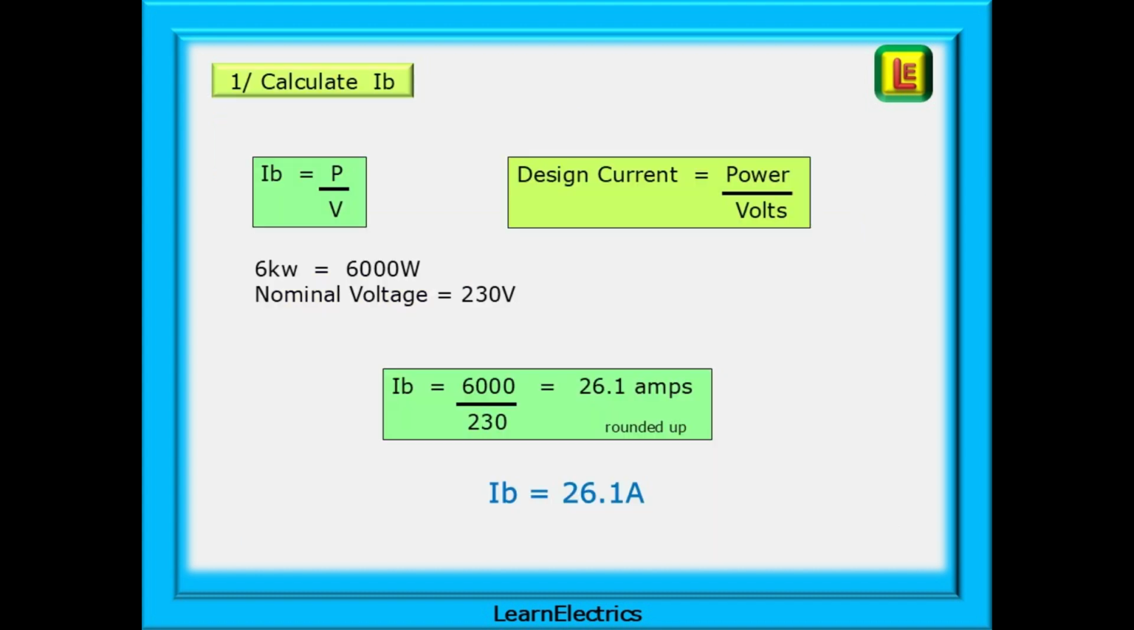Step 1 is to calculate IB, the design current, a very simple power law calculation. IB, the design current, equals power divided by voltage. We have 6000 watts divided by the nominal voltage of 230 volts and an answer of 26.1 amps. So IB is 26.1 amps.